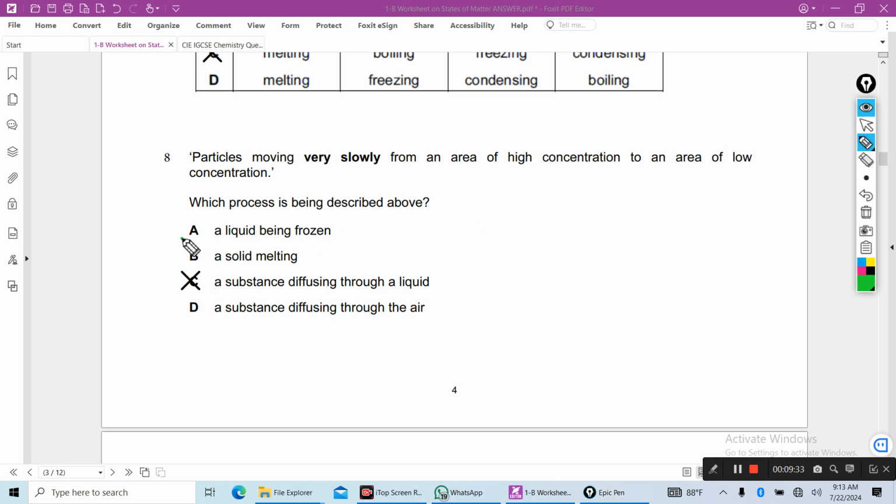And why are the others wrong? A liquid being frozen, this is wrong. A solid melting, fast melting, fast freezing. A substance diffusing through the air: particles diffuse through the air very quickly, but the question is asking very slowly. So C is the right answer, a substance diffusing through a liquid.